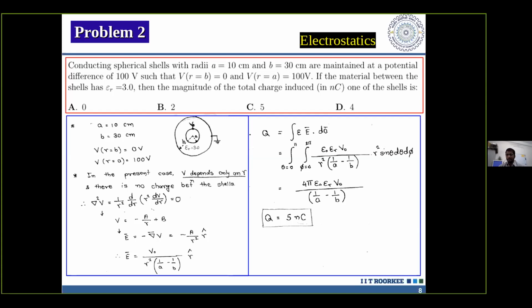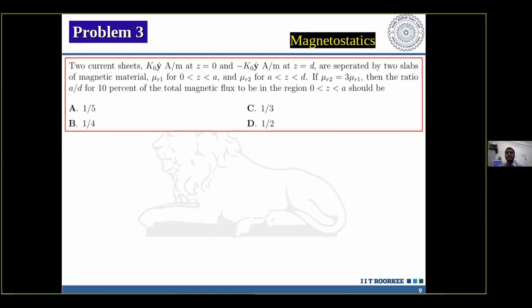All right, so now let us move on to magnetostatics. So now this is actually my very favorite problem. I always discuss this problem.